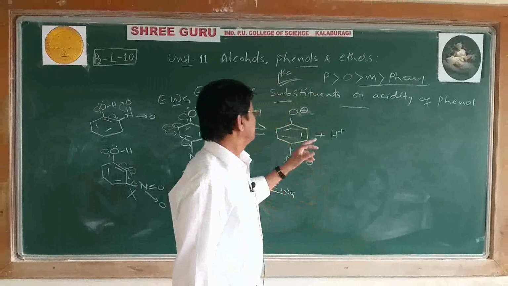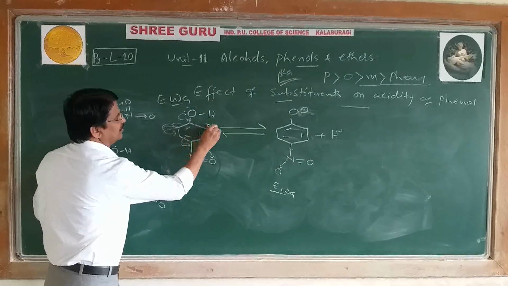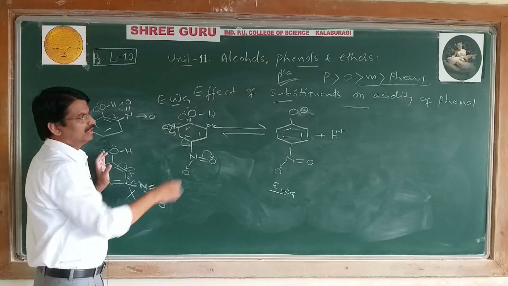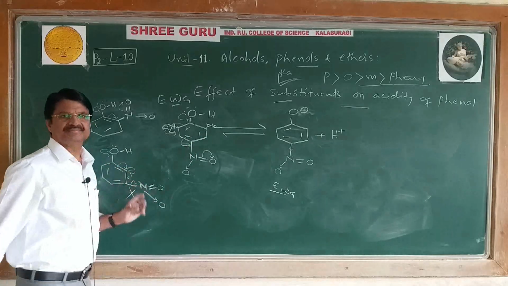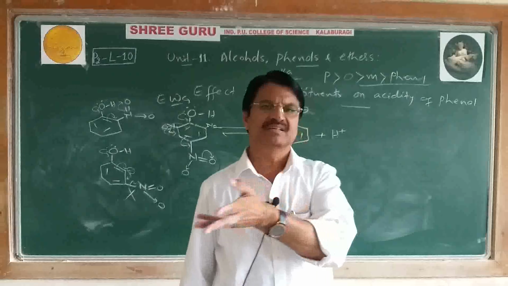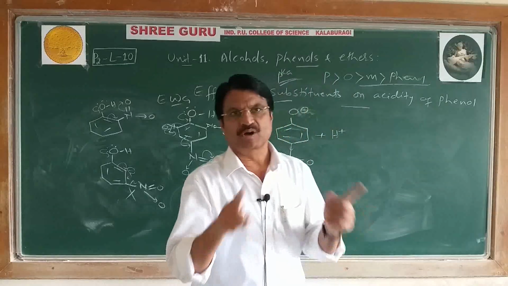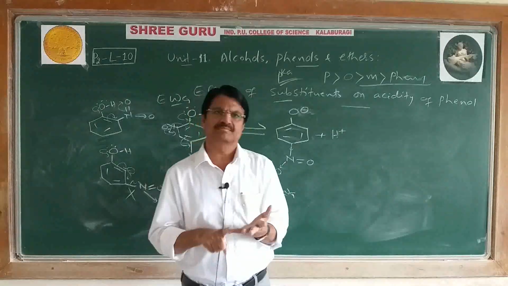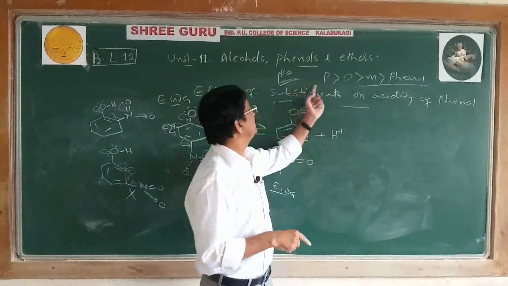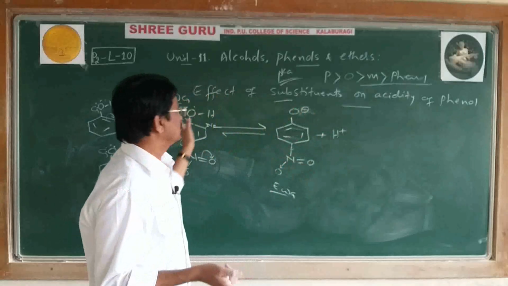If the nitro groups increase on the ring, for example 2,4,6-trinitrophenol and 2,4-dinitrophenol: if more NO2 groups, meaning more EWG groups, are present on the benzene ring, then acidity also increases. Then you can write the order: 2,4,6-trinitrophenol is more acidic than 2,4-dinitrophenol, which is more acidic than para, ortho, meta nitrophenols, and least acidic is phenol. So in this way we can write its acidic character.